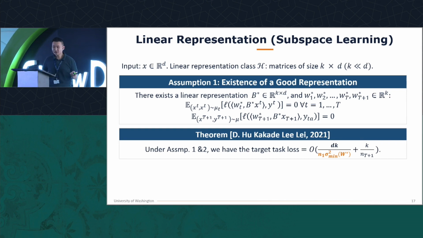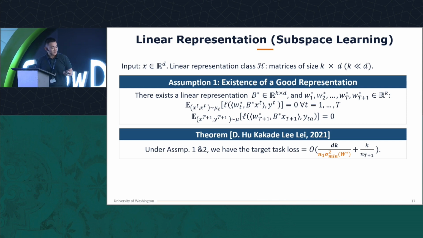Okay, so we have two terms. The first term corresponds to learning the representation. The second term corresponds to learning the target predictor. So we have dk over n1 times the least singular value of this W star matrix squared. This least singular value under our assumption 2 is always positive because it is a full rank matrix.